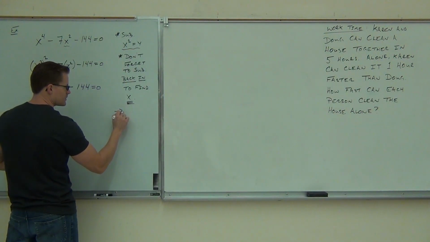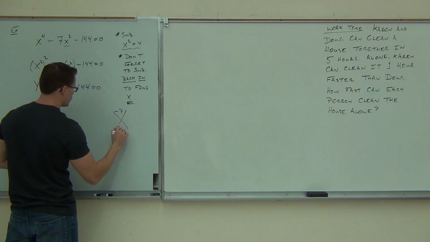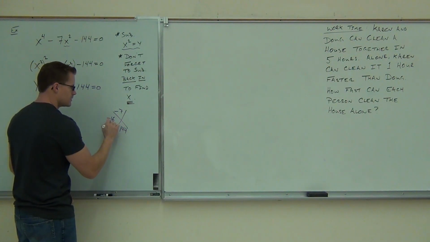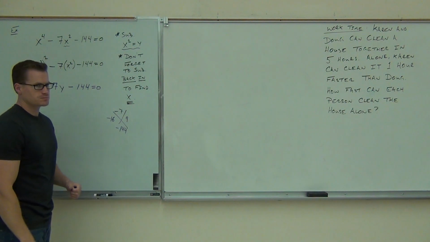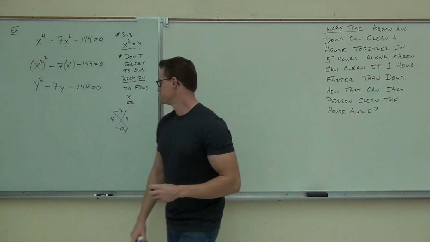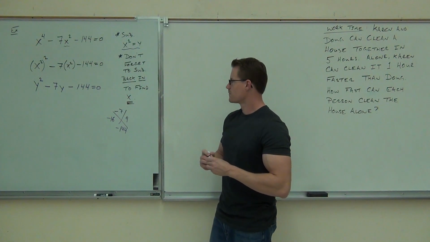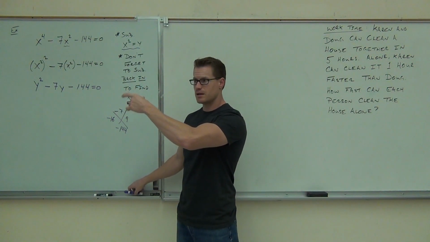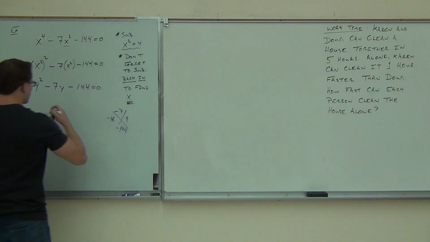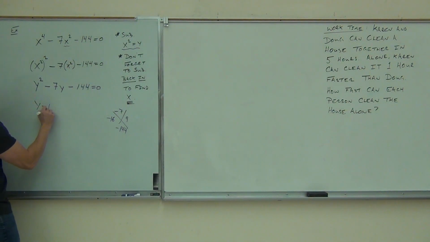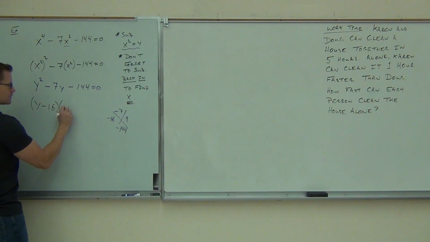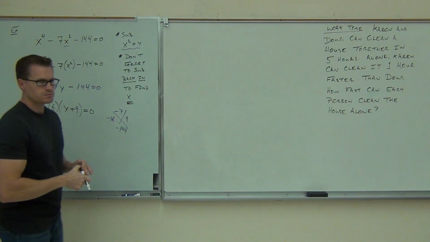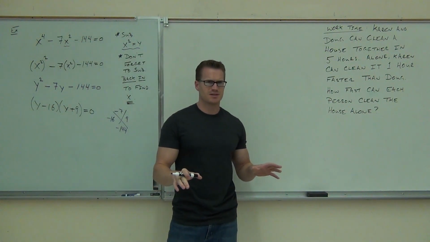You have negative 7 on the top. You have negative 144 on the bottom. The things that work here are negative 16 and positive 9. That adds to negative 7, yeah? Yes. That multiplies to negative 144. So we're going to do y minus 16, y plus 9 equals 0. You still okay? What now?